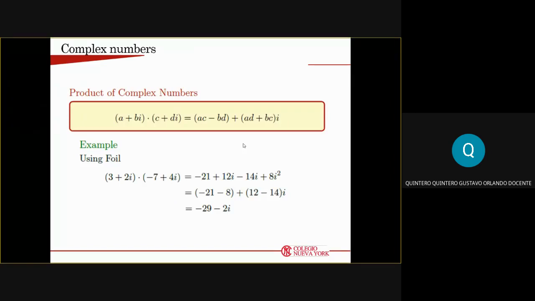We're going to stop here at product of complex numbers. What I want you to do, guys, is to please go to Alex and work on the classwork there.